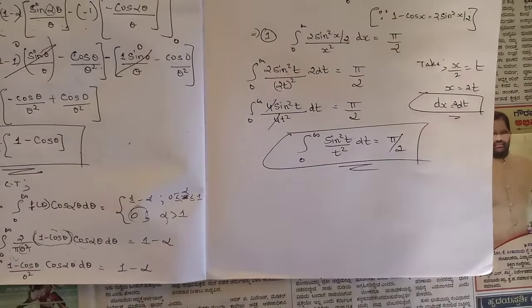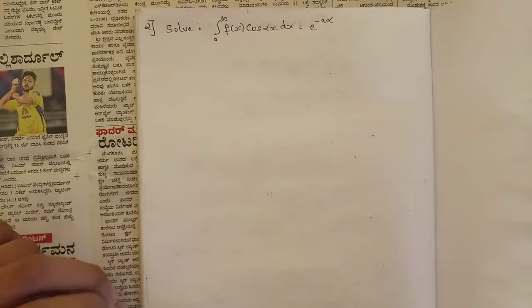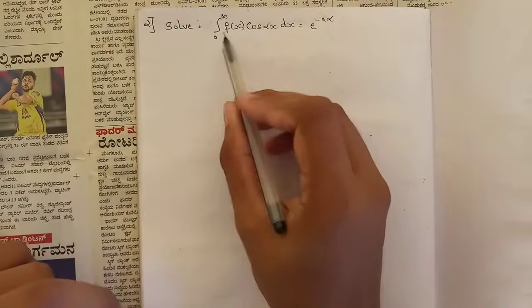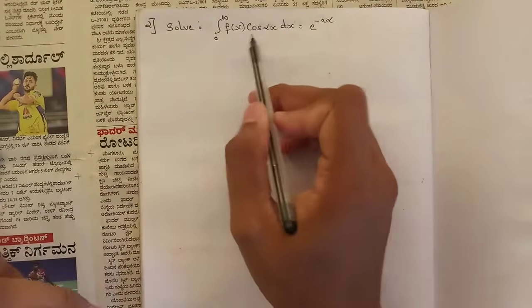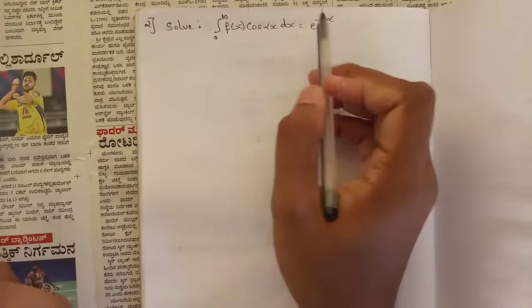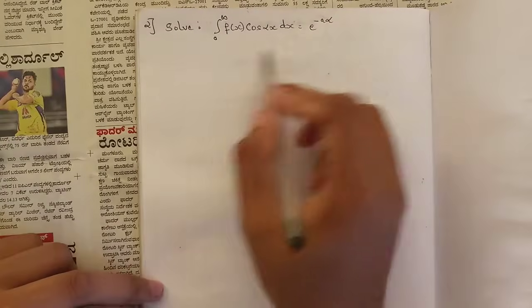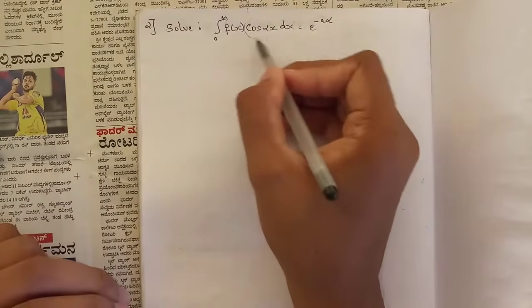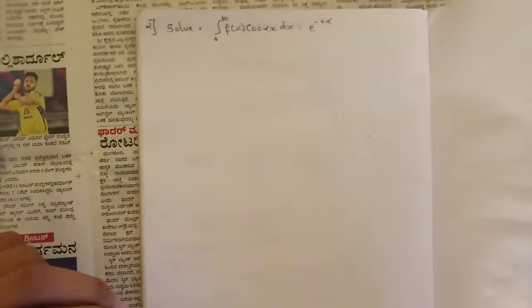Okay, so now we'll solve the second question. So this is your second question, that is we need to solve for the integral 0 to infinity f of x cos alpha x into dx is equal to e to the power minus a alpha. Again we need to see the equation. So here we can see that this is again of the form cos, right? So Fourier cosine transform, right?